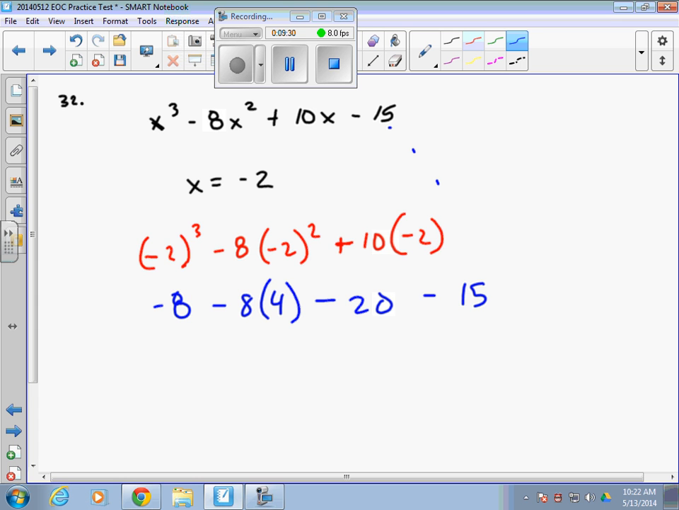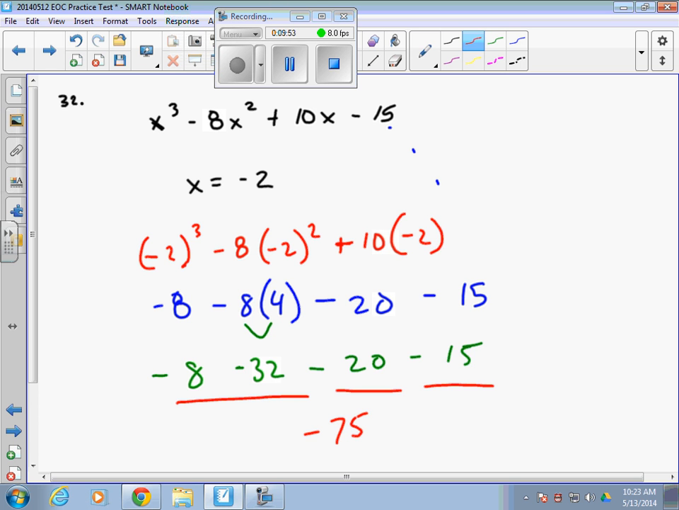Okay. So you have multiplication to do. Do your order of operations. Negative 8 times 4 is negative 32. So you have negative 8 minus 32 minus 20 minus 15. When you put your like terms together, negative 8 and negative 32, that's negative 40. Minus 20 is negative 60. Minus 15 is negative 75 for that one.